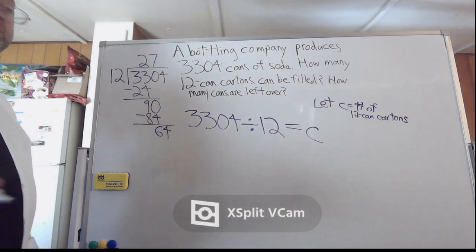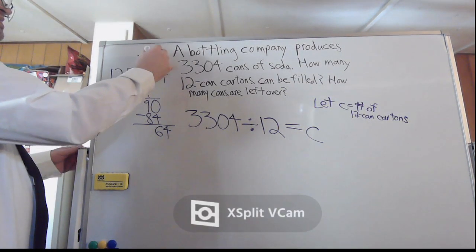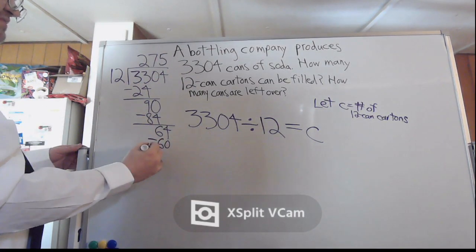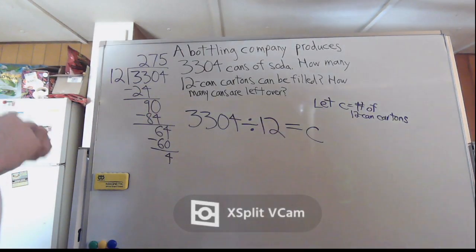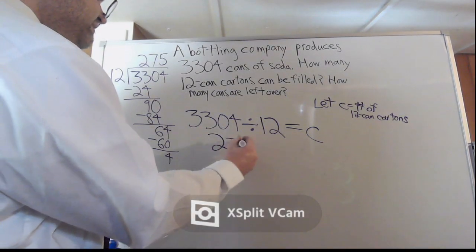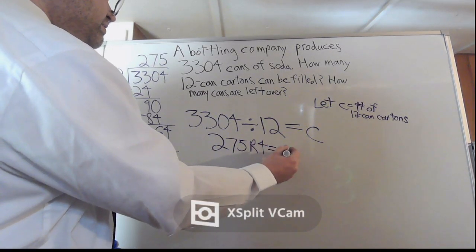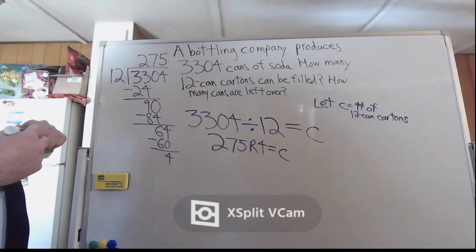12 goes into 64 how many times? 5 times. 5 times 12 is 60. 64 minus 60 is 4. You got nothing further to bring down from the dividend, so that's your final answer. You have 275 remainder of 4 for variable C for your number of 12-can cartons.